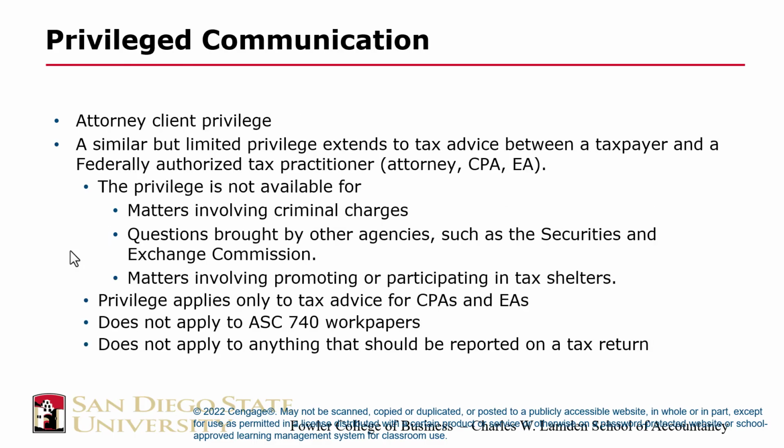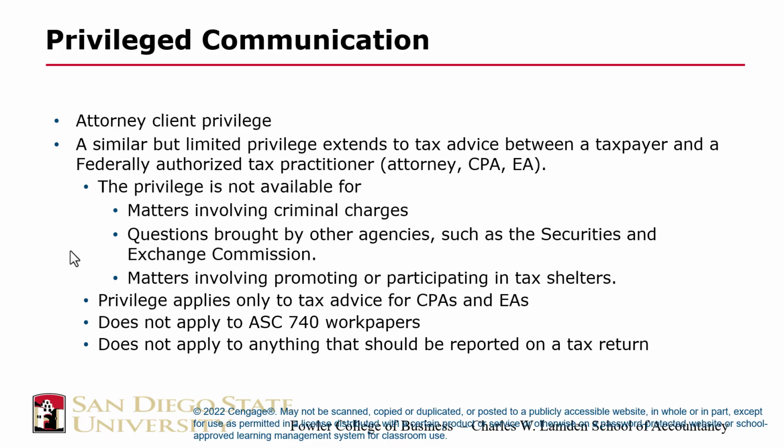So I want to talk about privileged communication as the last item we'll discuss out of this chapter. There's this thing called attorney-client privilege. If you've ever watched any legal shows on television, they talk about it all the time. This means that an attorney and a client can have a privileged discussion, and none of the terms of that discussion ever need to be disclosed to the public or the courts. There is no such thing as accountant-client privilege per se. There is some limited privilege that generally extends to tax advice between a taxpayer and a federally authorized tax practitioner, so, for example, an attorney, CPA, or EA.